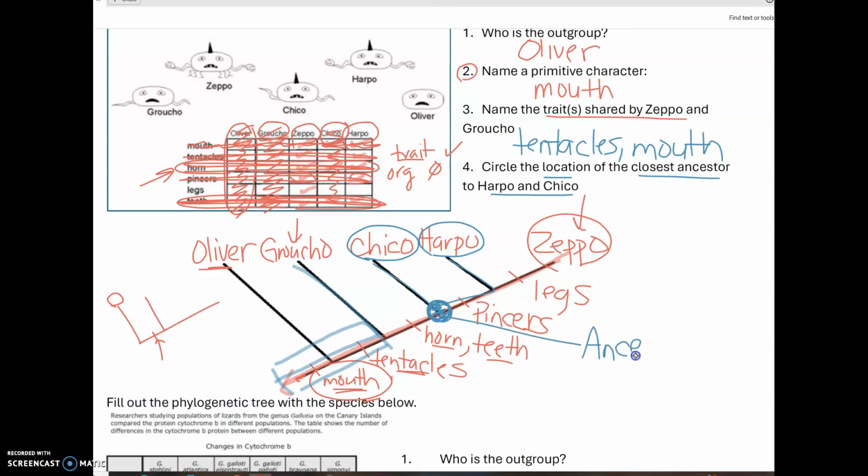Don't circle the organism that came before them. That's not an ancestor. You're circling, these points represent like the last time they shared an ancestor. So this would be the most recent ancestor. And in fact, this would be what we would call a clade. A clade is what we call monophyletic, meaning it tracks back to one point and then everyone after that point. So the clade that includes this ancestor would be Chico, Harpo, and Zeppo, all the descendants of this point right here. Okay, so let's move now to the other one.